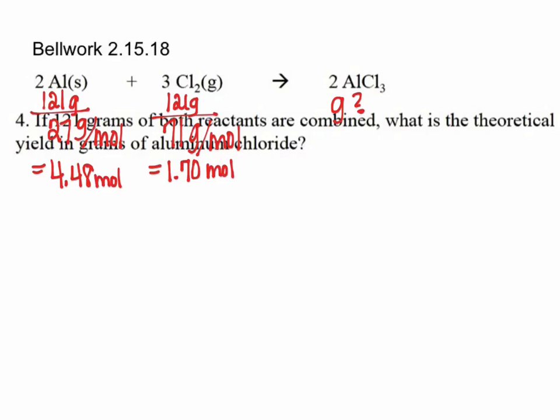So can we decide who is limiting? I was going to say, don't you divide by the coefficient? Yes, you do. You divide by the coefficient. So each one gets divided by their coefficient. So 4.48 gets divided by 2. So that gives me 2.24.